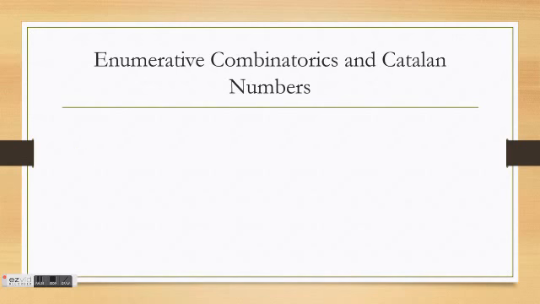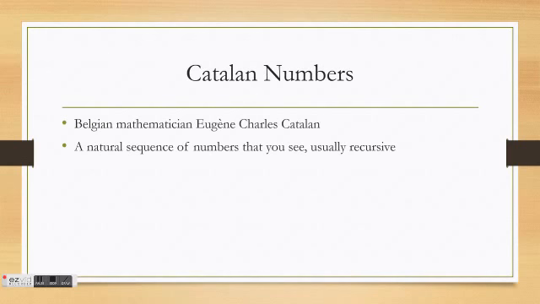Enumerative combinatorics is the one I wanted to talk about, and specifically the Catalan numbers. Not to be confused with the Catalan language in Spain, they were named after a Belgian mathematician, Eugène Charles Catalan. They are basically a natural sequence of numbers that you see in problems everywhere.